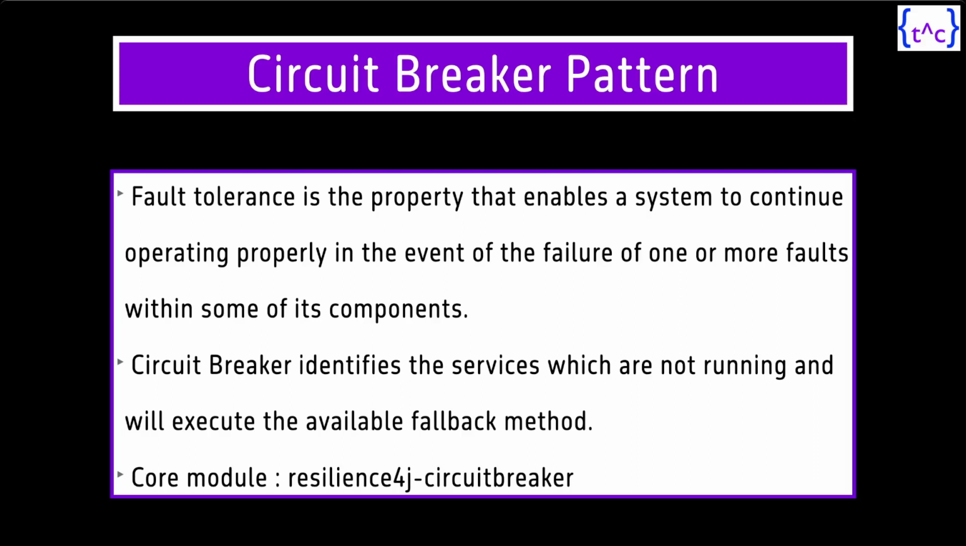Okay, so what we can say? Fault tolerance is the property that enables the system to continue operating properly in the event of the failure of one or more faults within some of its components. Alright, and another key point for circuit breaker is it identifies the services which are not running and will execute the available fallback method. And the core module in terms of Resilience4J is resilience4j-circuitbreaker. Okay, so in this session we'll be focusing more on the circuit breaker implementation.